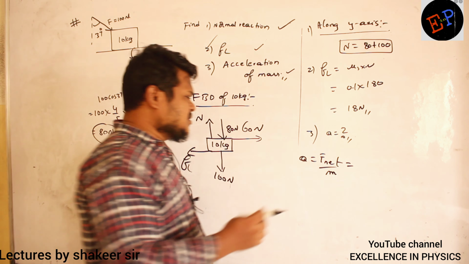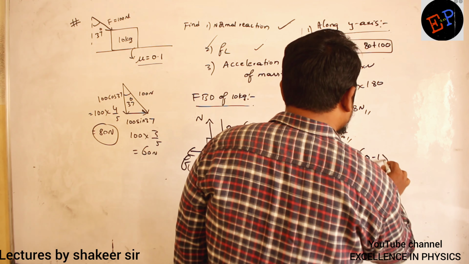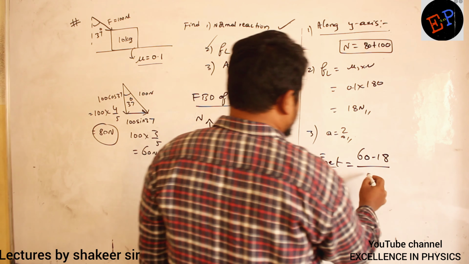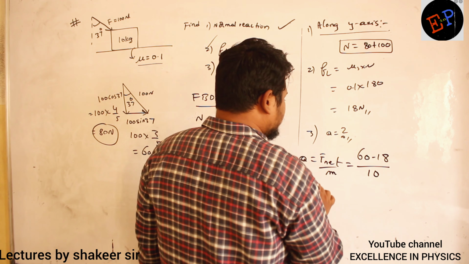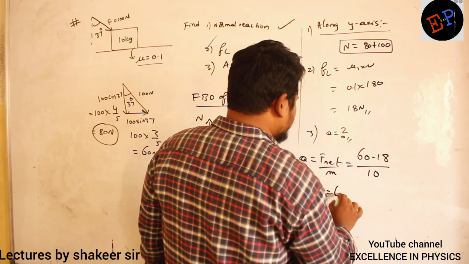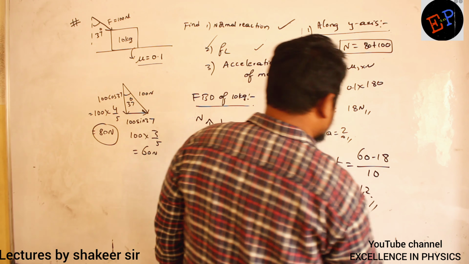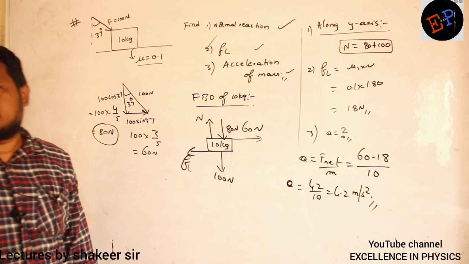42. How did you get this 42? 60 minus 18. Divided by what is the mass of the body? 10 kg. So therefore what is the acceleration? 42 divided by 10, which is equal to 4.2 meter per second square. That is our acceleration. Understood, no?